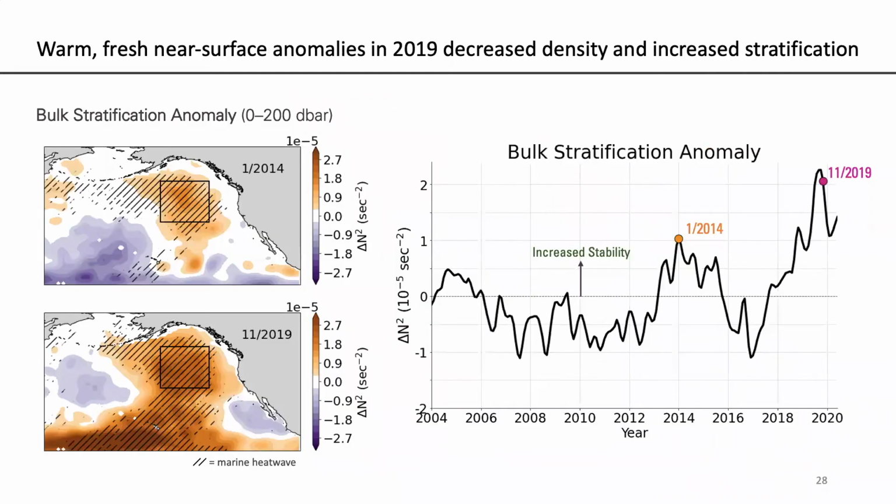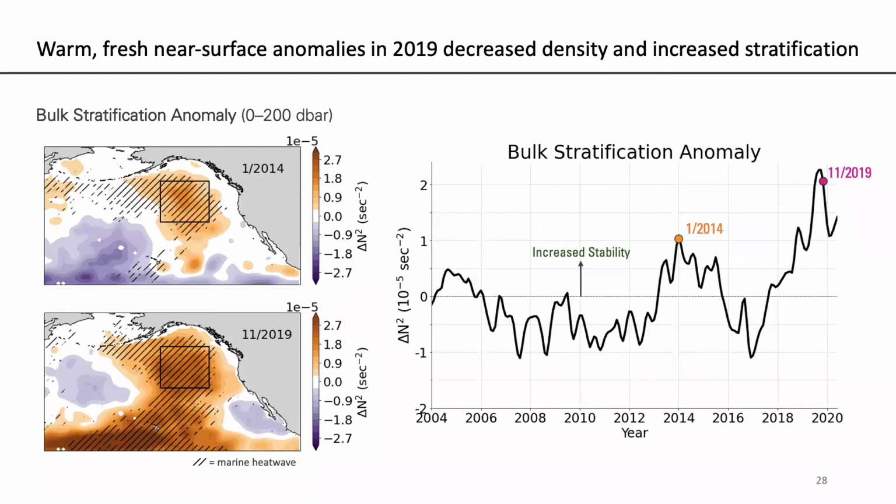Okay, so here is the bulk stratification anomaly from 2004 through 2020. When it's positive, that means, remember, it's increased stability, it's more buoyant. And in both 2014 and 2019, it was really anomalously high, so it was really stable, but 2019 blew all the other months out of the water. So because of that freshwater anomaly that I showed earlier, it really increased the stability of the water column.